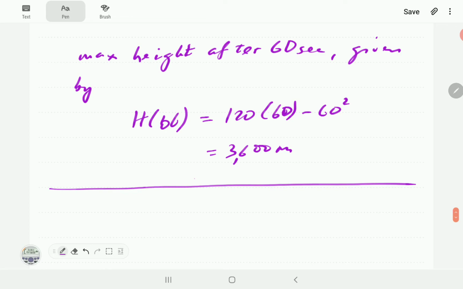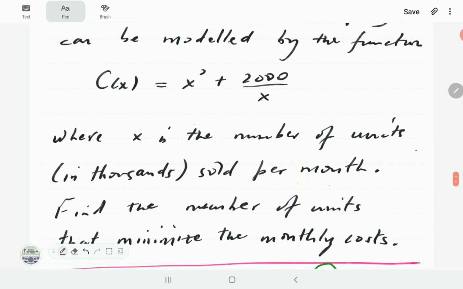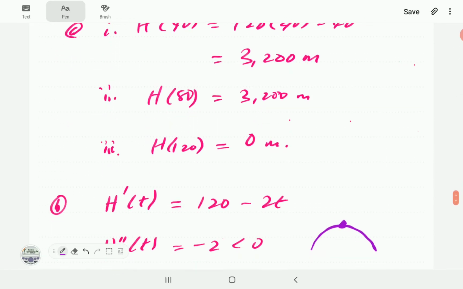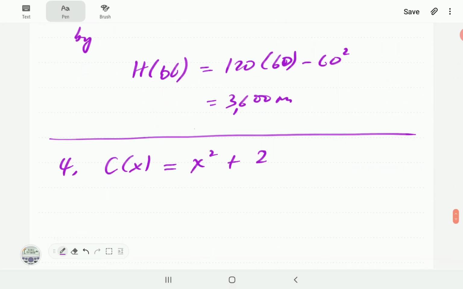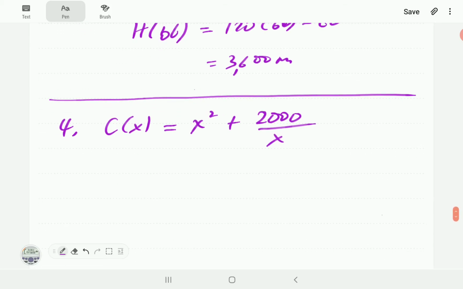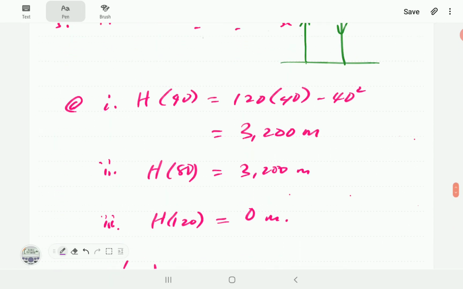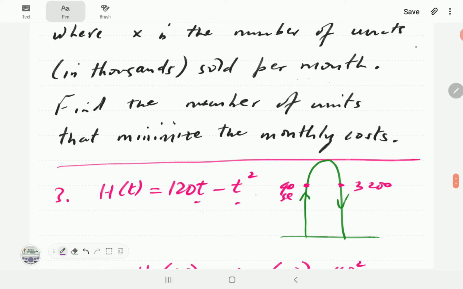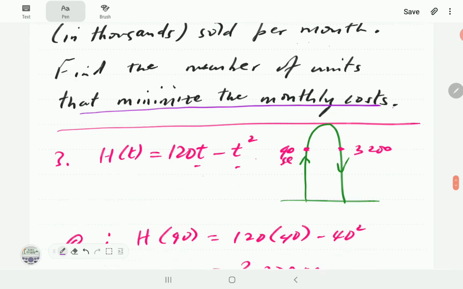Alright, then in the next example, number 4, we are given that the cost function of a company can be modeled by x squared plus 2000 over x, where x is the number of monthly sales in thousands. We want to find the value of x that minimizes the cost. So find the number of units that minimize the monthly cost.